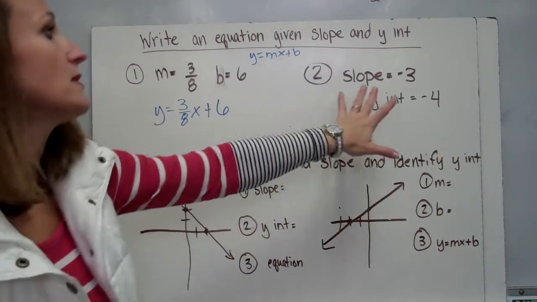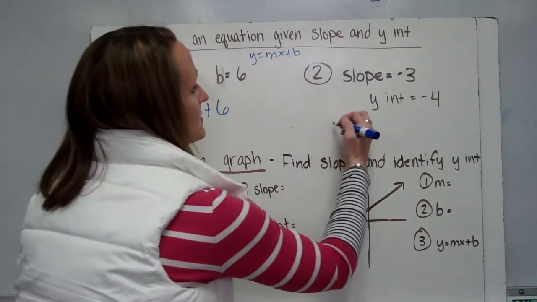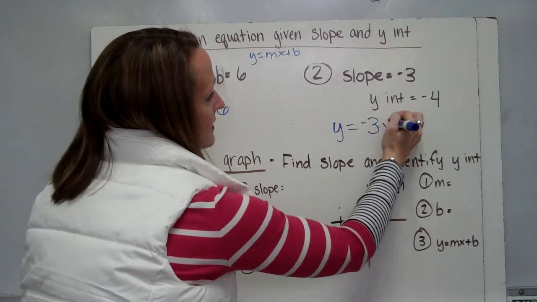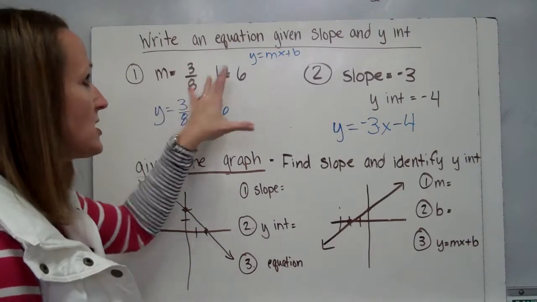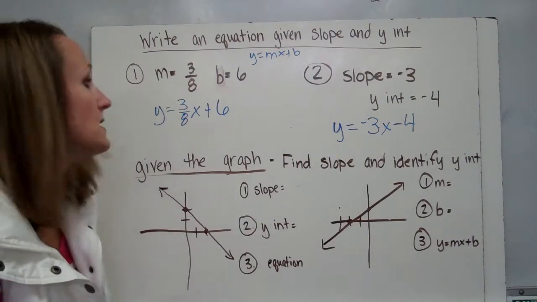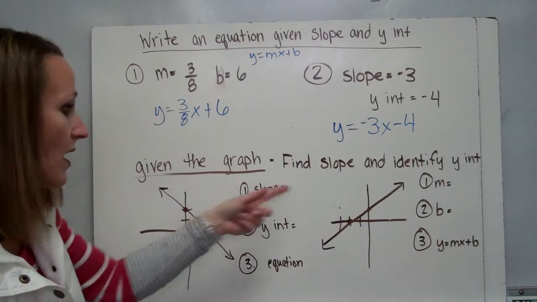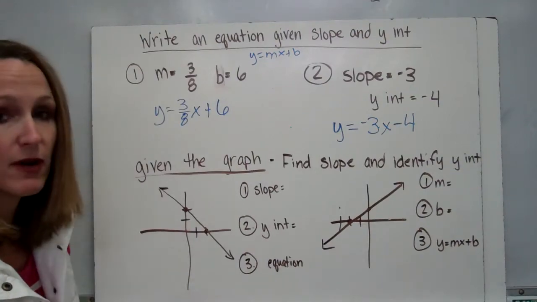Okay, so let's try another one. This time my slope is -3 and my y-intercept is -4. So same thing, y equals -3x minus 4. So now from just two points, I've been able to write the equation of my line. Well, what if I have a graph and I need to identify my slope, my y-intercept, and write my equation?